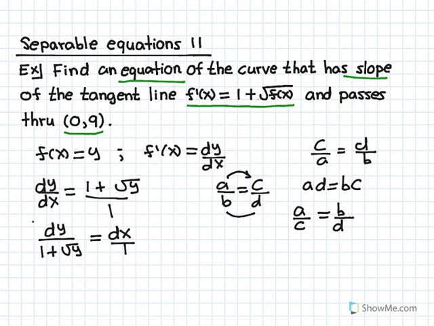So now we can integrate both sides after we have separated the variables. We have the integral of 1 over 1 plus root y dy is equal to the integral of 1 dx. Now, how do we integrate the left-hand side? That's going to be a little bit hard. We're going to apply u substitution. So we're going to let u be equal to the denominator. u is equal to 1 plus root y.